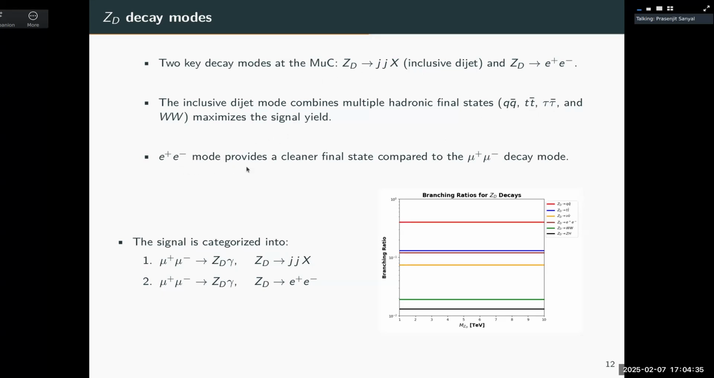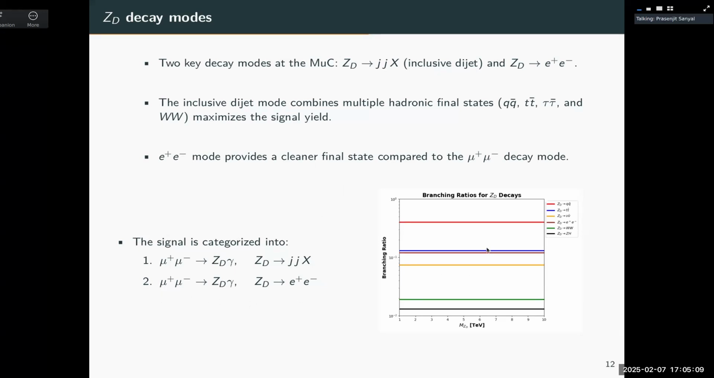Whereas the electron mode provides a very clean channel compared to the muon channel and any other channel. So that's why, along with the hadronic channel, the inclusive digit channel, I have also considered the electron decaying mode. So two decay modes are considered. Based on these two decay modes, I can categorize the signal into two channels: the inclusive digit mode, and the second one is the electron mode.